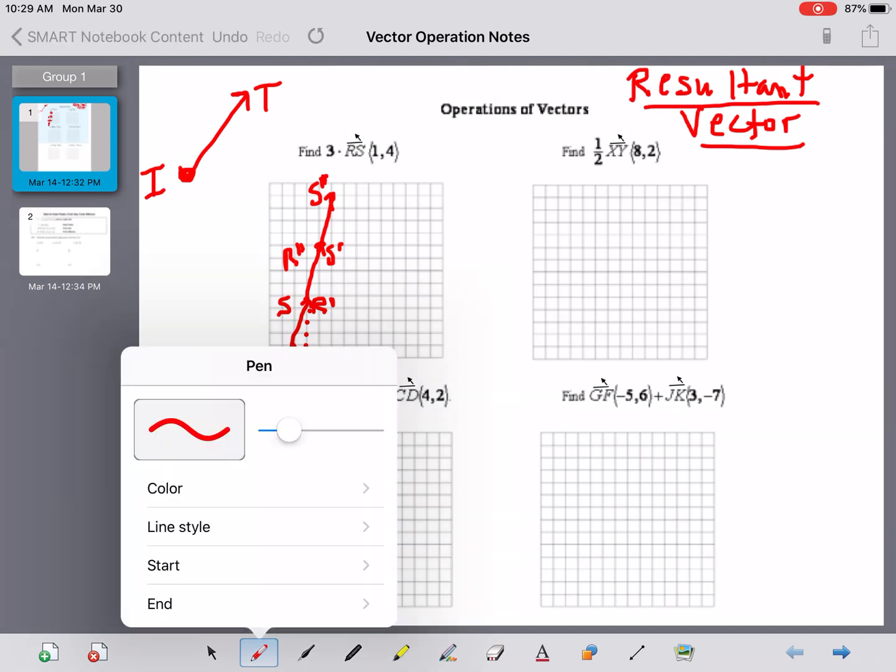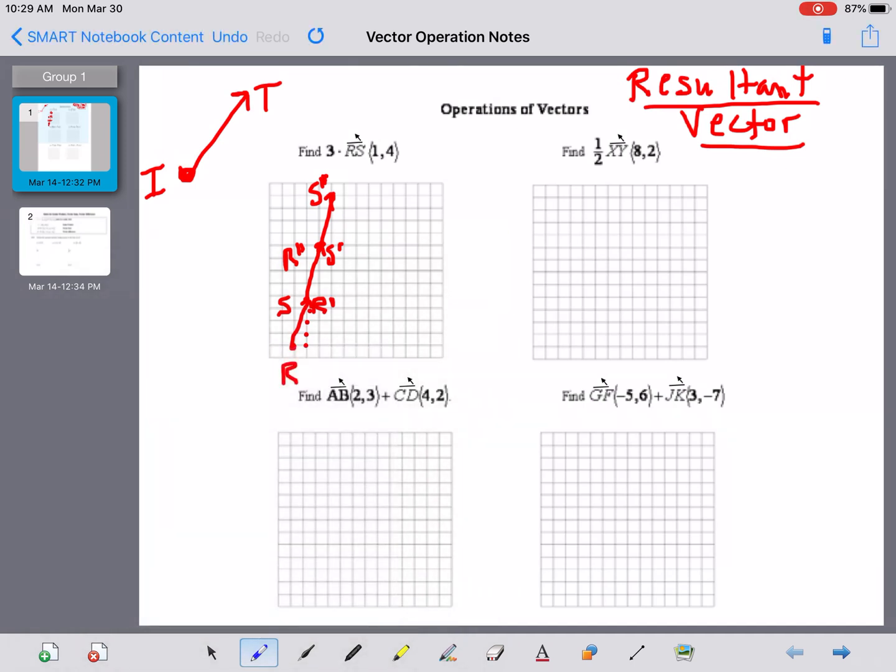Now, when I talk about my resultant vector, it is my answer. And it's super important to realize what that means is, from where I started, where did I end? So if I look at this, where I started is over here on R, where I ended is S double prime, and I need to give my answer of what is my vector. Well, that one moved over 1, 2, 3, and I went up 1, 2, 3, 4, 5, 6, 7, 8, 9, 10, 11, 12. So over 3 and up 12 is my resultant vector.